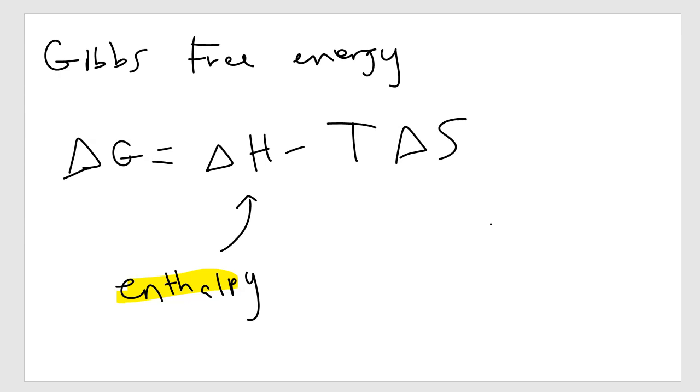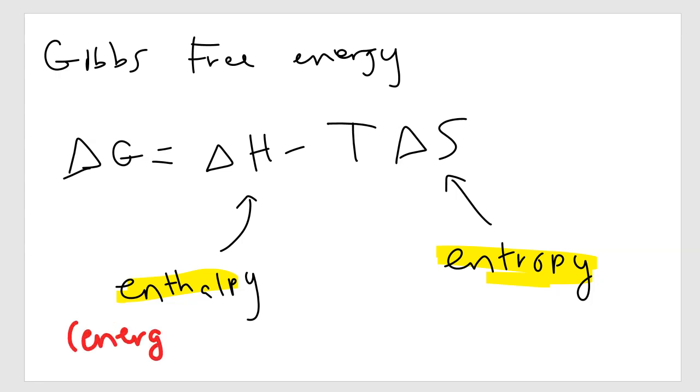And then we have S, which is entropy. And then remember that enthalpy is the energy in the bonds. Energy in bonds. And then entropy is disorder.